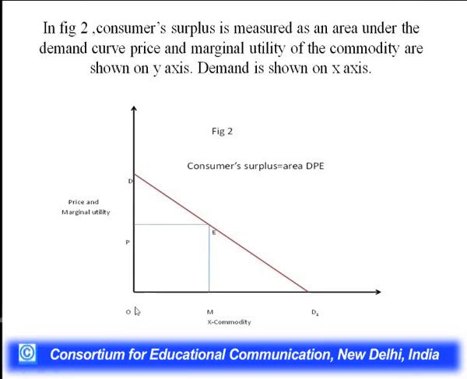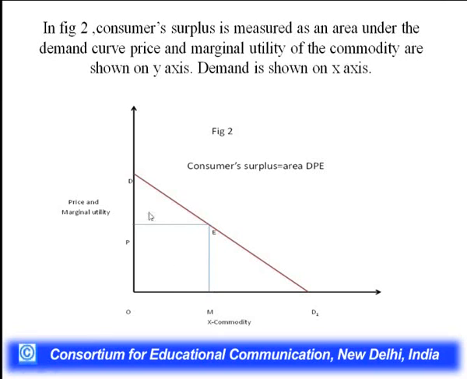Now at price OP, we see that the consumer will buy OM units of the commodity, where the price is equal to OP or ME and marginal utility is also equal to ME. For OM units, the consumer is willing to give up the area OMED. This is what he is willing to pay for commodity X up to OM units. But the actual payment is OPEM. This is the price multiplied by the units of the commodity.